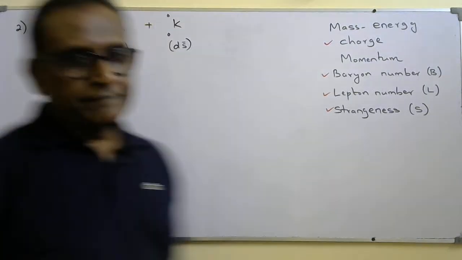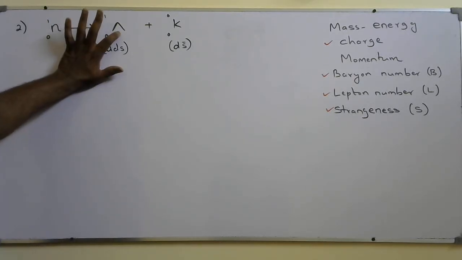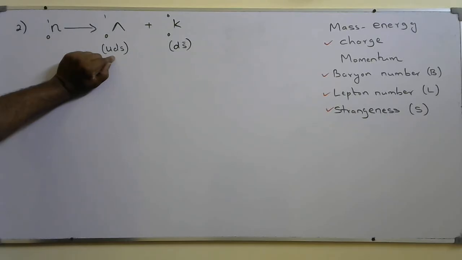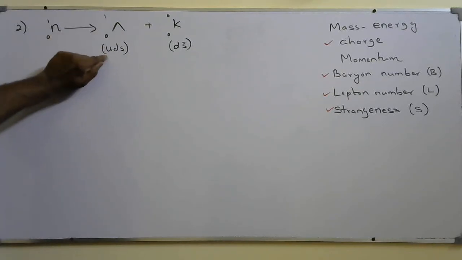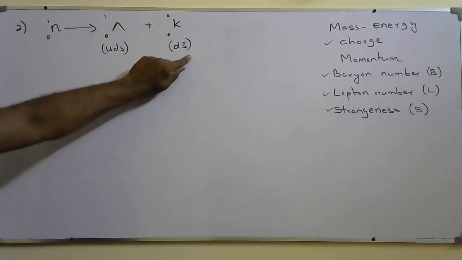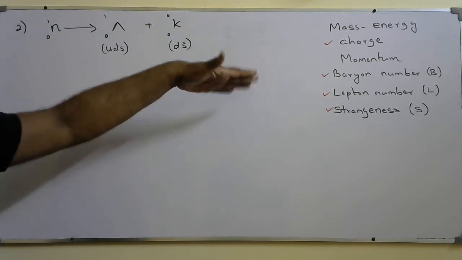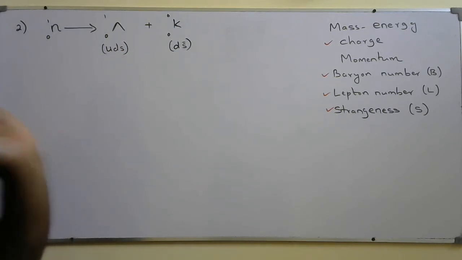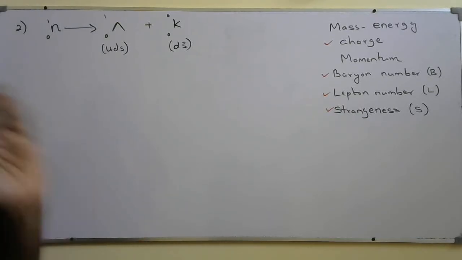Okay, second question. A neutron decays into a lambda particle. Its internal structure is given, quark composition is given, UDS. So lambda is a baryon. How do I know it's a baryon? It's made of 3 quarks, U quark, D quark, S quark. And a neutral kaon, D S-bar, internal structure. You don't need to remember the internal structure of kaons or pions or anything. You should remember only the internal structure of protons and neutrons. Protons, UUD, neutrons, DDU. That's enough for you, right?